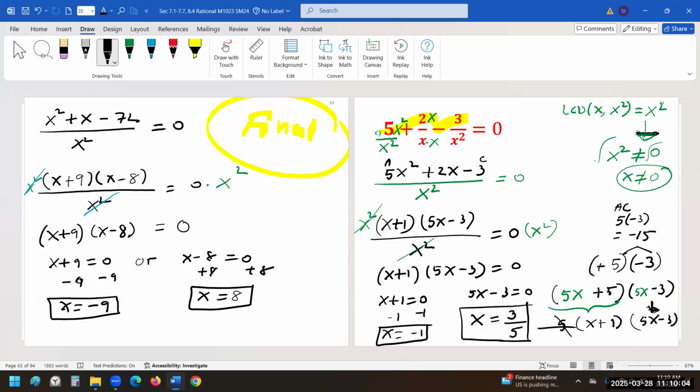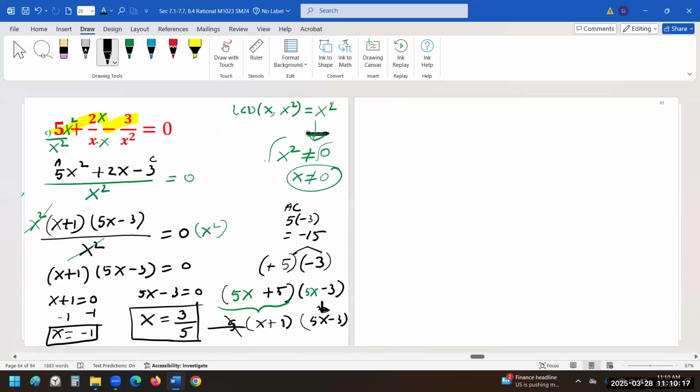Eliza? Because they both had GCF 5. So you factor out 5 and then ignore. Okay.